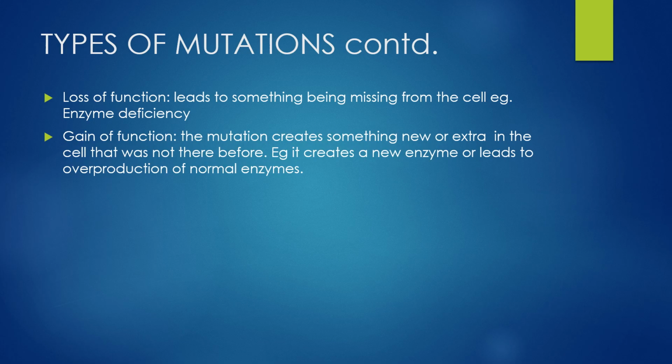All right, the next type of mutation we are going to look at is a loss of function mutation. Now, a loss of function mutation is a mutation that leads to something being missing from the cell. An example is if you have a mutation that causes an enzyme deficiency in the cell, that mutation will be termed as a loss of function mutation. The next type of mutation is a gain of function mutation. This is a mutation that creates something new or extra in the cell that was not originally there. An example is a mutation that causes a new enzyme to be produced, or a mutation that leads to overproduction of a normal enzyme in a cell. We would term that mutation a gain of function mutation.